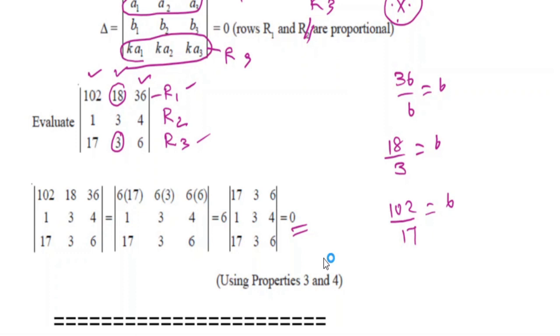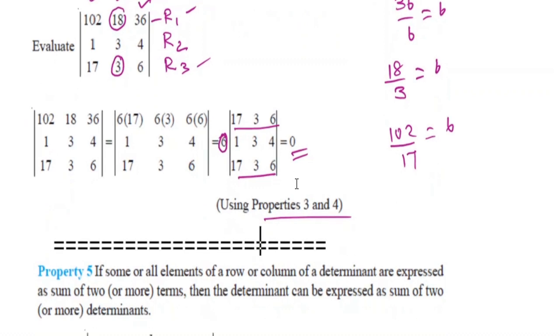The fourth property, and we can make it a third property also. How? By taking 6 outside the determinant. So we made these two rows identical, is it not? That is by the third property, and this is by the fourth property. That is why it is a combination of 3 and 4. Got it?